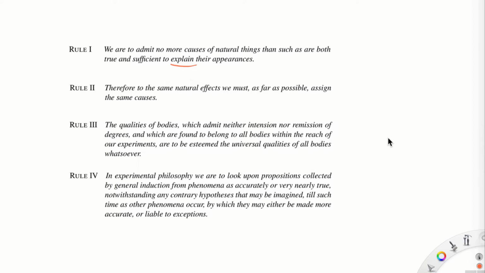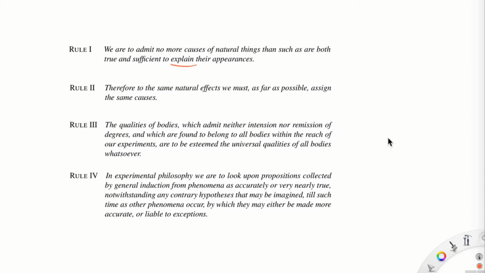Now, let's move on to Rule 2. Newton's Rule 2, he says, therefore, to the same natural effects, we must, as far as possible, assign the same causes. What does he mean by this? Well, he gives a few examples in the text right after this. He says, for example, if you want to understand respiration, and you notice that man breathes, and also that beasts, elephants and things, breathe, then because they have the same effect, breathing, we should assign the same cause. Namely, they both have lungs, for example. That would be an explanation. So insofar as possible, we must assign the same causes to the same effects.